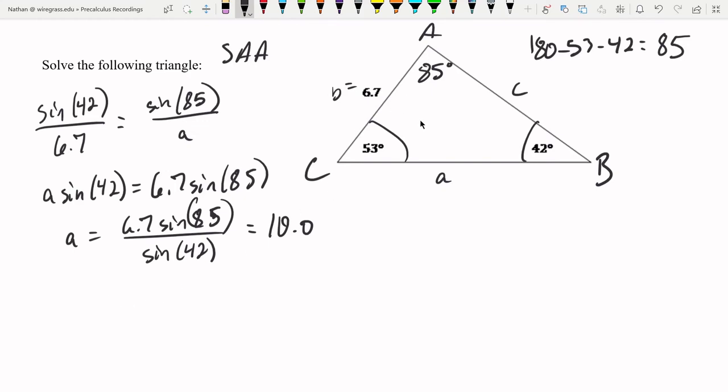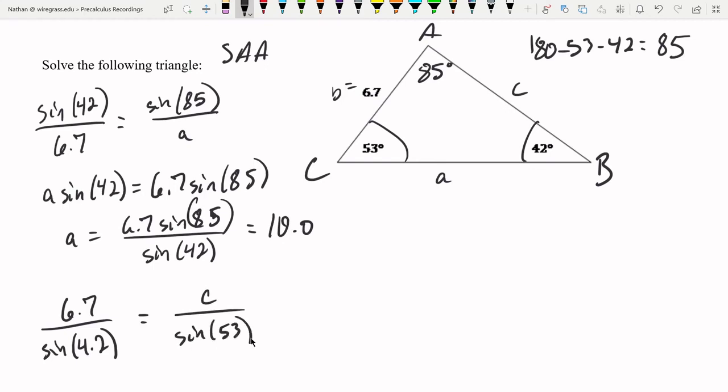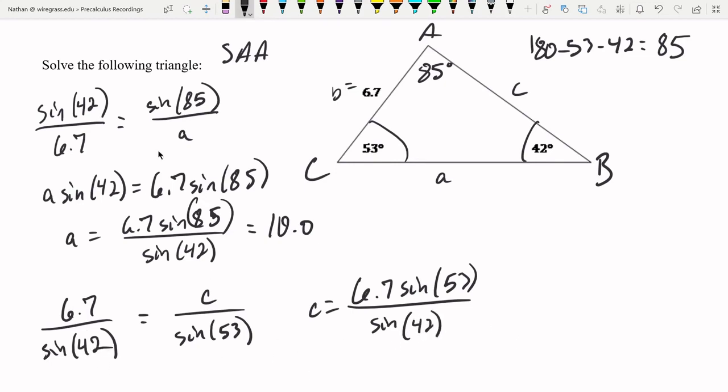So to do that, let's look at solving for C. I have B. I'm going to put the side length in the top because I'm solving for a side length of C in the top. The angle is 53, opposite C. And now to solve this, all I have to do is multiply by sine 53. So C equals 6.7 sine 53 over sine, this was just 42. So no cross multiplying like I did here. I just immediately solved for it.